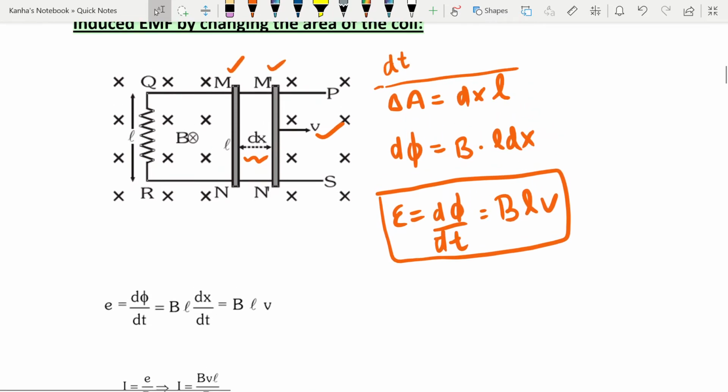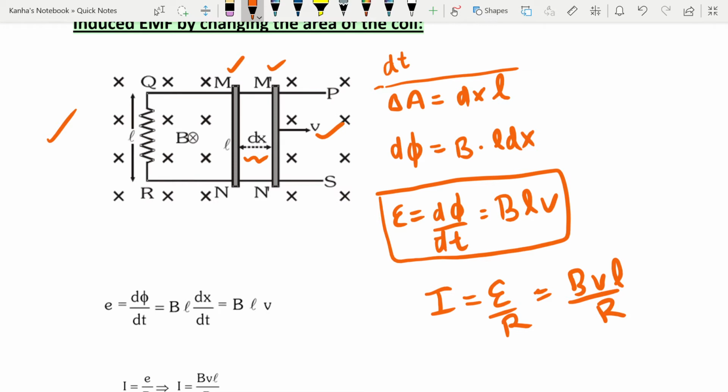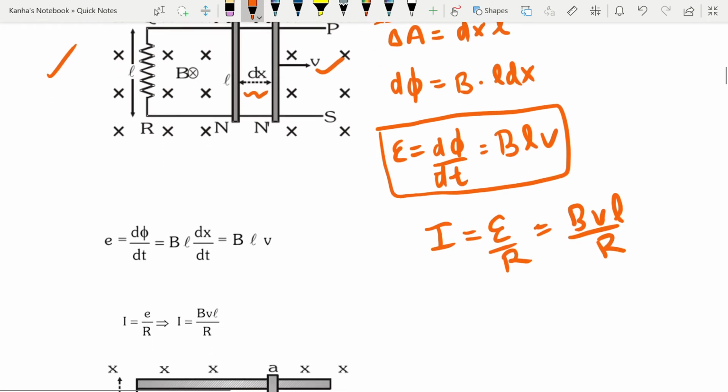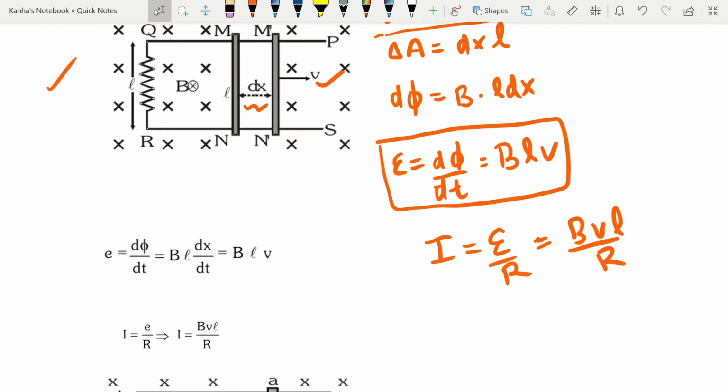Now we have provided a resistance here as well in this circuit. So if the resistance of the circuit is R and the circuit is closed, then there will be a current through the circuit. So what will be the current through the circuit? It will be epsilon by whatever resistance we have chosen, which is equal to BvL by R. Okay. Now due to this current, there will be a magnetic force which acts on the conductor in the opposite direction of the velocity. So the force is nothing but I into L into B, the force that is acting on the conductor because a current is flowing through it.